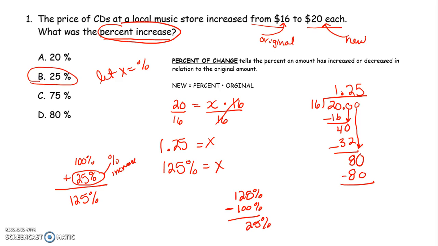You really have to think about what the problem is asking you. They don't want to know what percent are you now paying. You're now paying 125% of the original. They want to know what's the percent increase. Well, if you originally were paying 100%, you're now paying 125%. That's obviously a 25% increase in price. All right, let's try the next one.